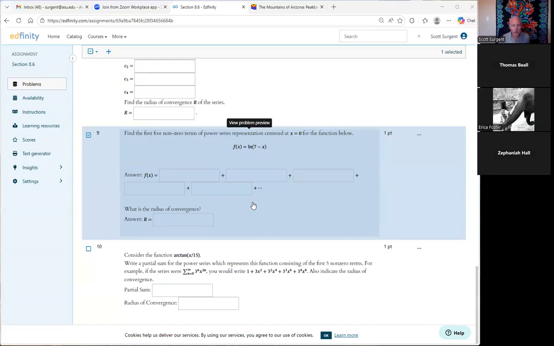So I'm looking at number 9, for example, and we have this function ln 7 minus x, and we want to find the power series. There's actually a couple ways to do this. I'll show you a couple ways, but I'll also show you there's kind of a brute force way, and then there's also an elegant way. So let's take a look at both.